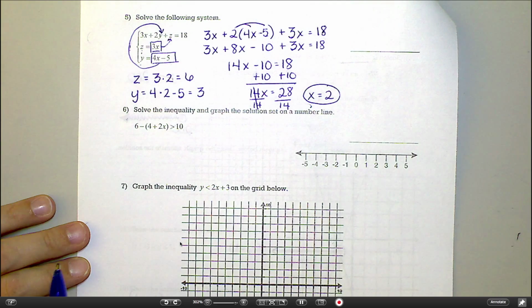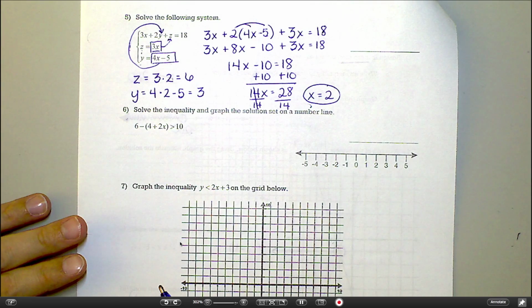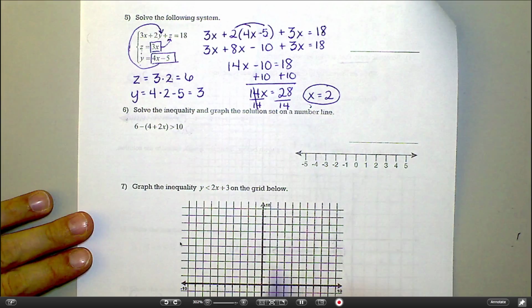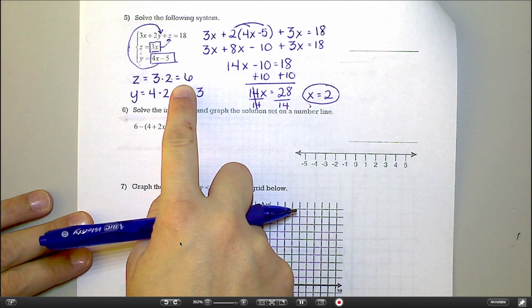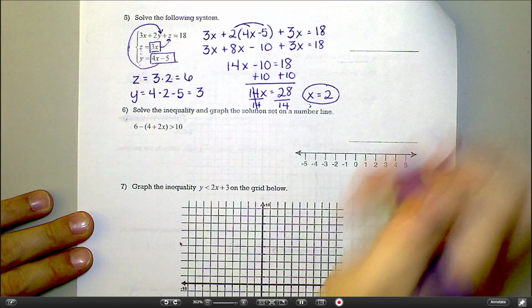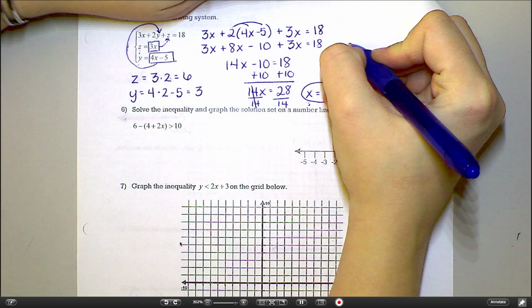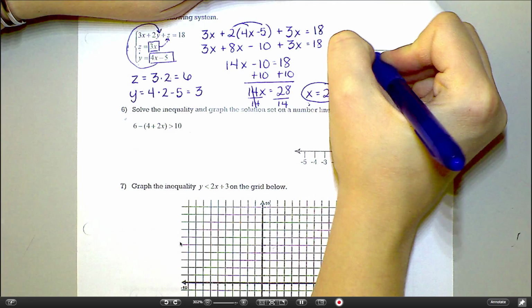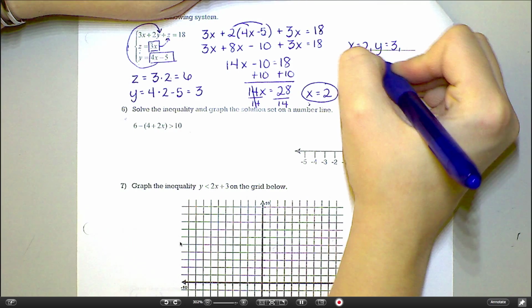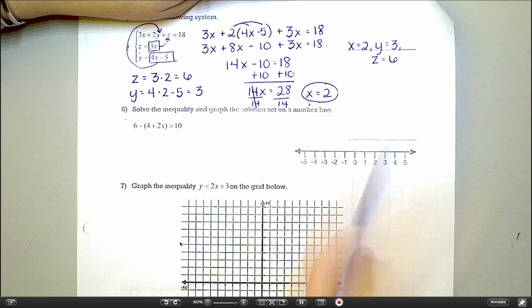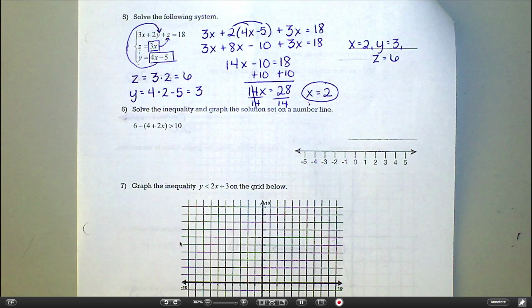Now for these ones, you can't really write your answer as a coordinate. If you were going to, I would write it as x, comma, y, comma, z. You would have to go in that order. But it'd probably be easier for you up here just to write x equals 2, y equals 3, and z equals 6. And that's what I'm looking for you to do here.